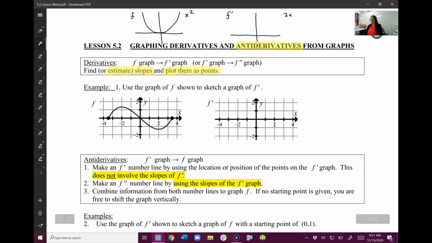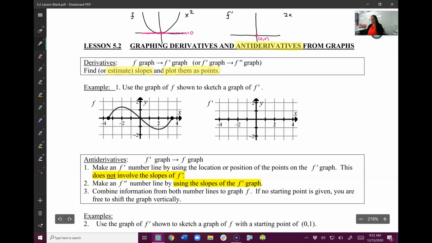Well, let's say we look at this first point right here, and I estimate the slope of that point, or the tangent line. Well, the tangent line right there, the slope of that is 0. So that means on the derivative, I would go at 0, the slope is 0.